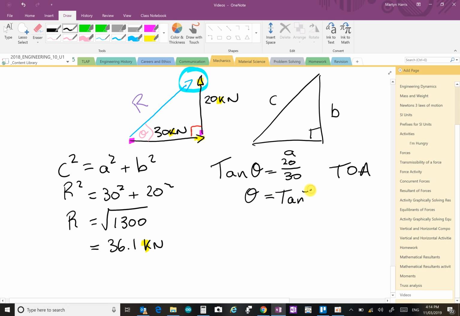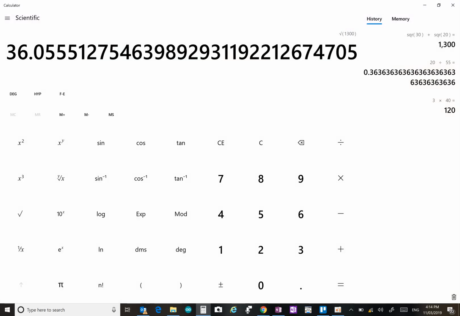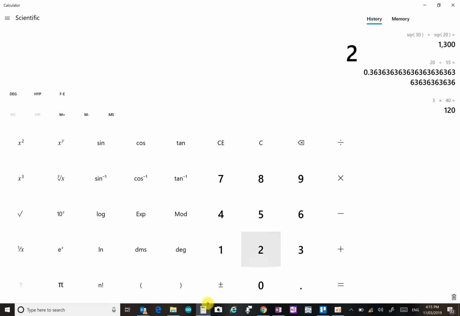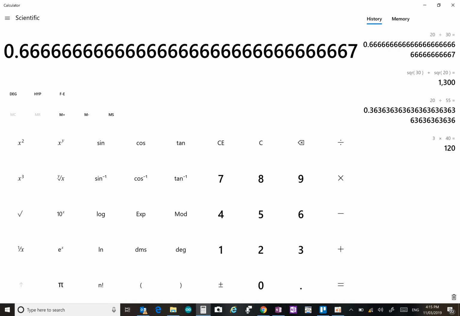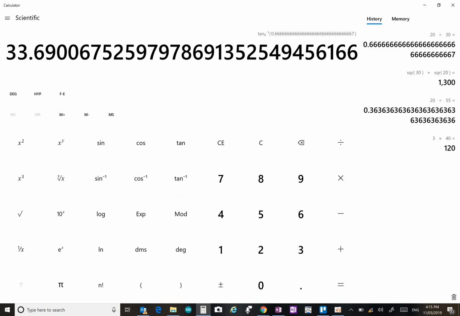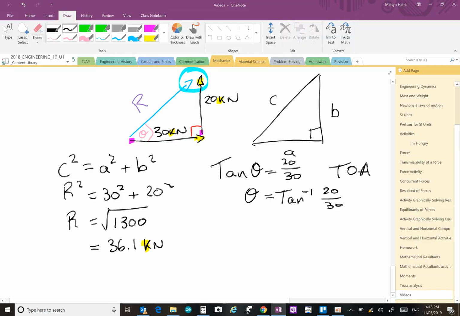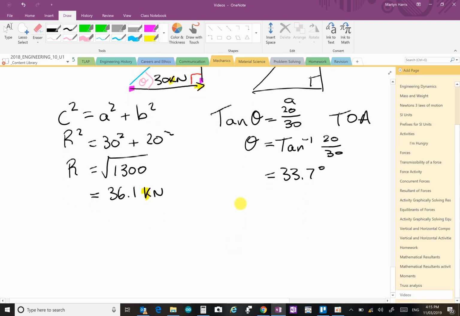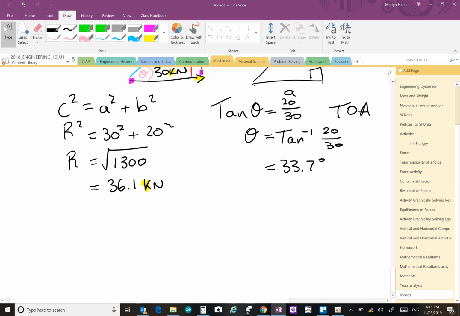Tan theta minus 1, 20 over 30, and get our calculator out, and we're going to punch that in. Alright, clear. 20 divided by 30 equals inverse tan. Boom, straight away, there it is. So we've got 33.7, or round it off, 33.7 degrees. Alright, we're not quite finished because we need to write in what the resultant is.